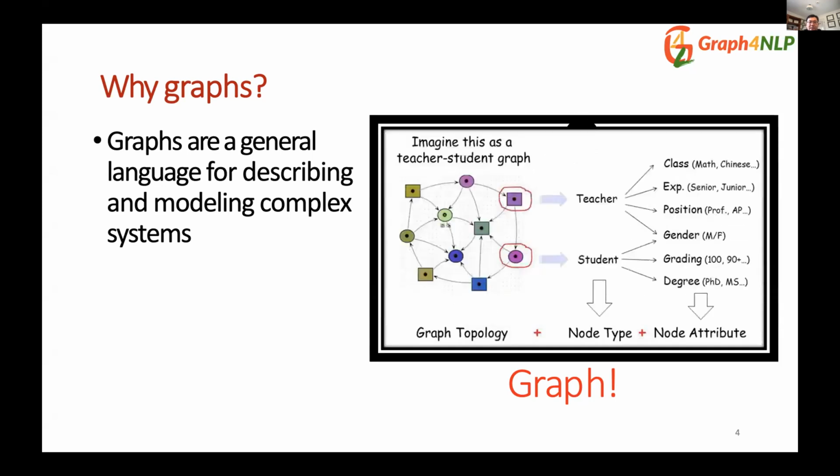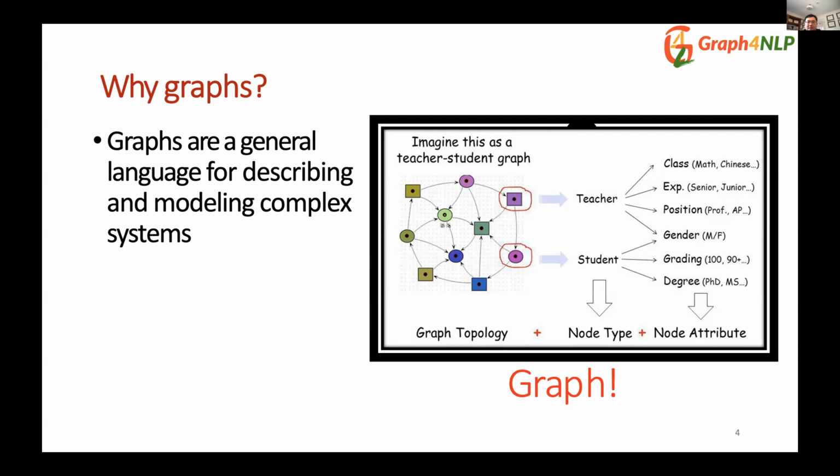So let's take a real example. Imagine this is a teacher-student graph. In this graph, some nodes are teachers and some nodes are students. Imagine this is an application from AI plus education. Each teacher may have some corresponding attributes, for example, which class the teacher is teaching, the ranking of this teacher, position at the university, and gender information, and the same information we would have in the student node.